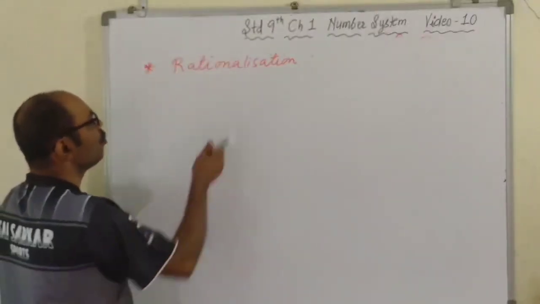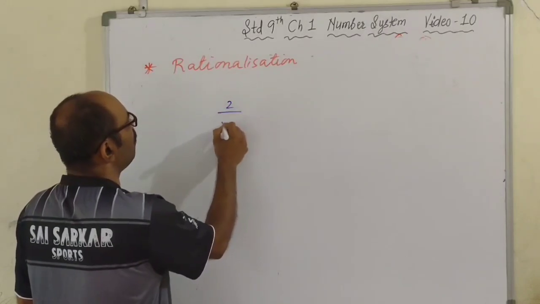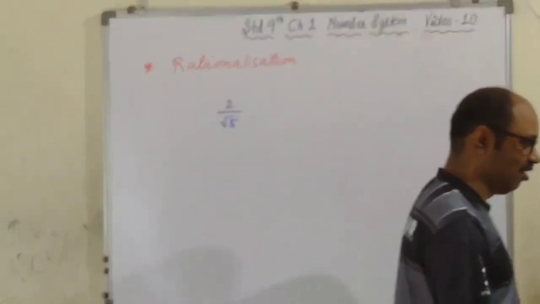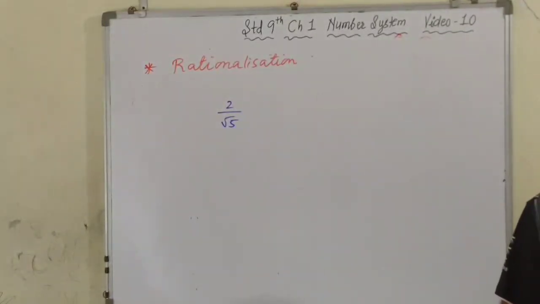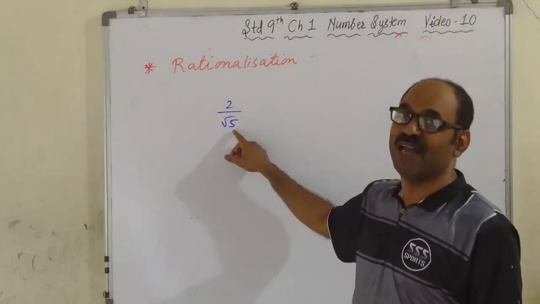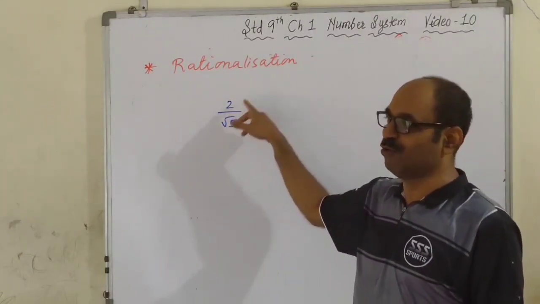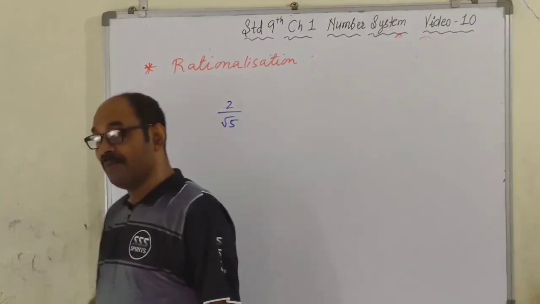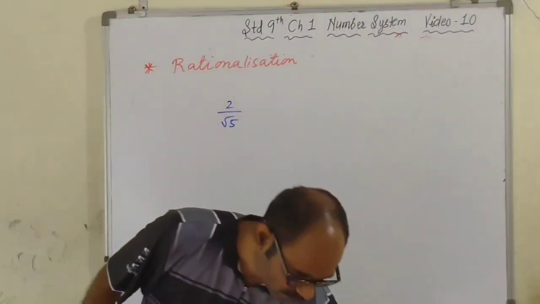Correct? So, similarly, there is a number, 2 upon root 5. Tell me whether it is rational or irrational. It is irrational because of this root 5. 5 is a non-perfect square number, and it has been put under a square root. So, this is an irrational number. Now there is one more rule.